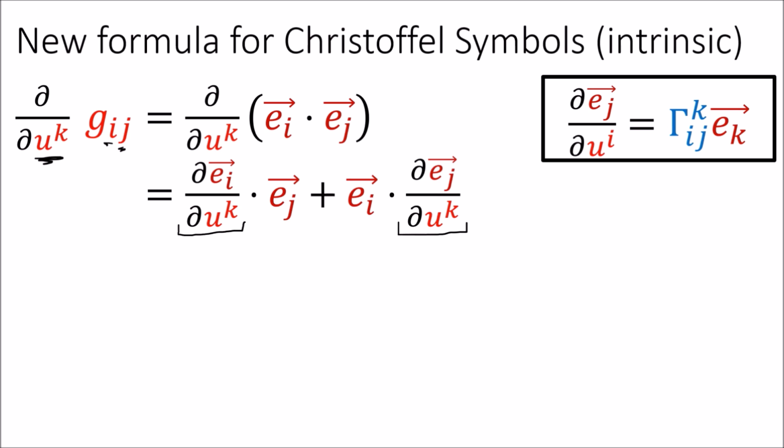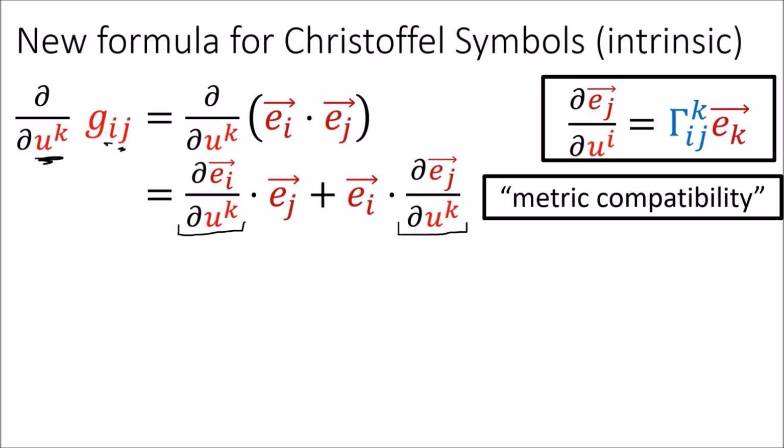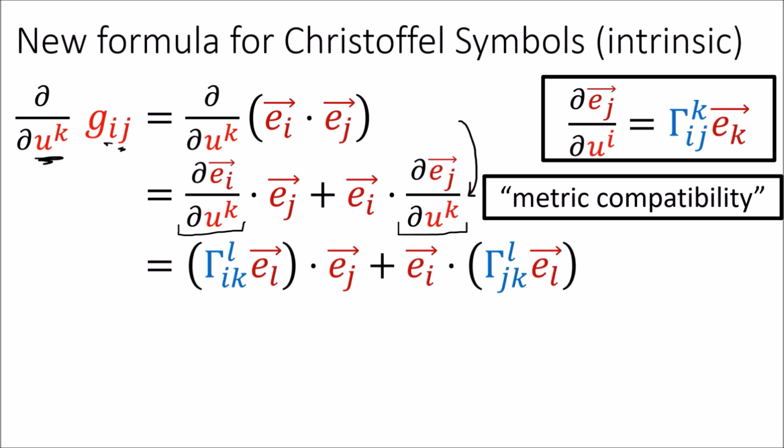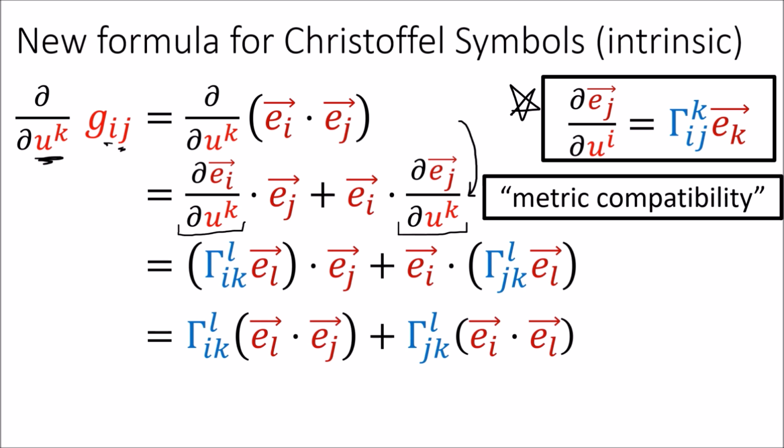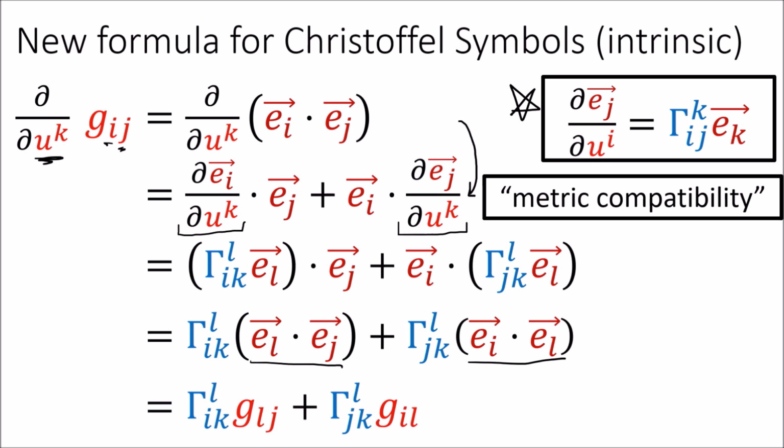The difference here is that this product rule is working for the dot product of vectors instead of working for ordinary multiplication. So the property that lets us do this is called metric compatibility. This metric compatibility isn't too important right now, but it's going to be very important in the next video when I cover the abstract definition of the covariant derivative. Anyway, we can replace these basis vector derivatives with the Christoffel symbol formula, and the Christoffel symbols are just scalars, so we can take them out in front, and these dot products are just the metric tensor components.